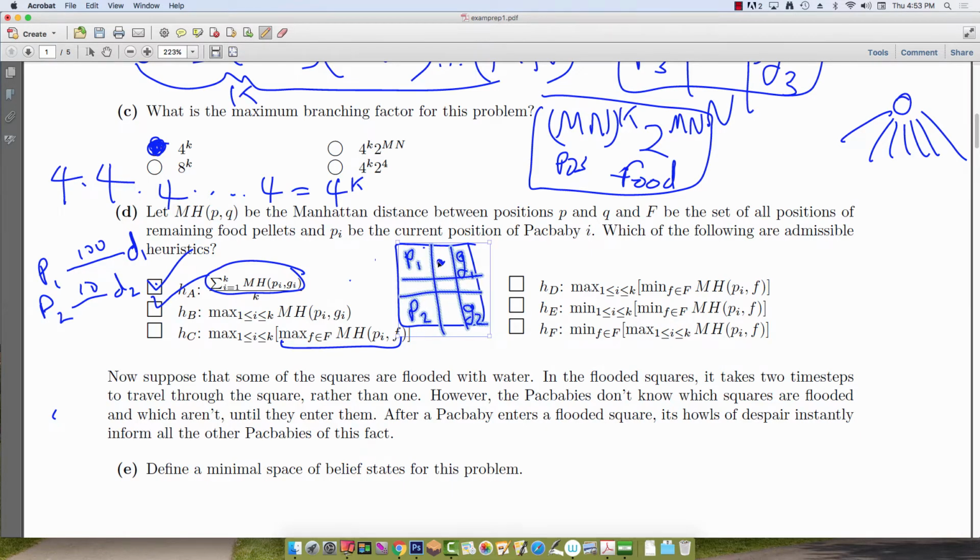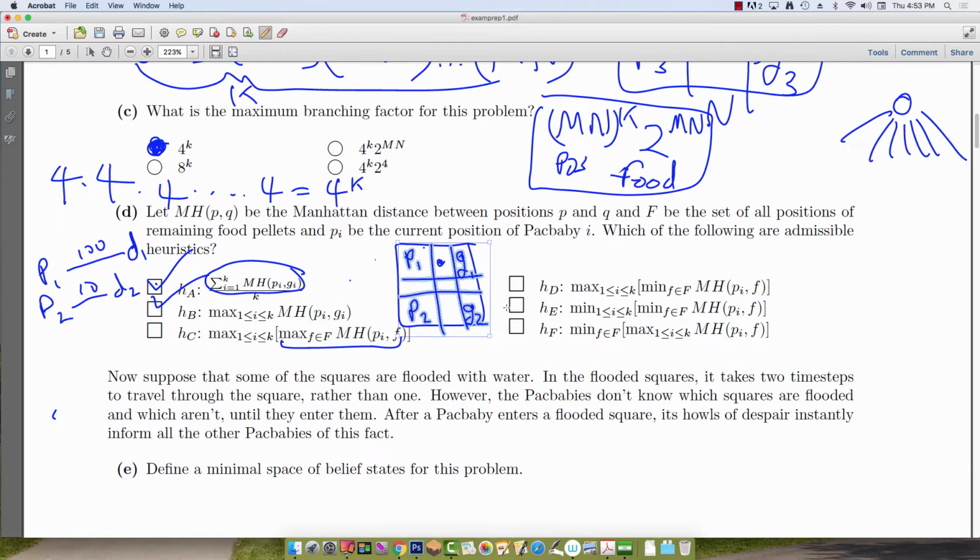So, and then we're going to take a max over that. The biggest out of 1 and 3 is going to be 3. So the farthest food from any Pac-Man is going to be P2 and this one piece of food. But this is obviously not admissible because we can solve this problem quicker than that. We just have P1 immediately go to the goal. We have P2 immediately go to its goal. And thus, we can solve this game in 2 steps.